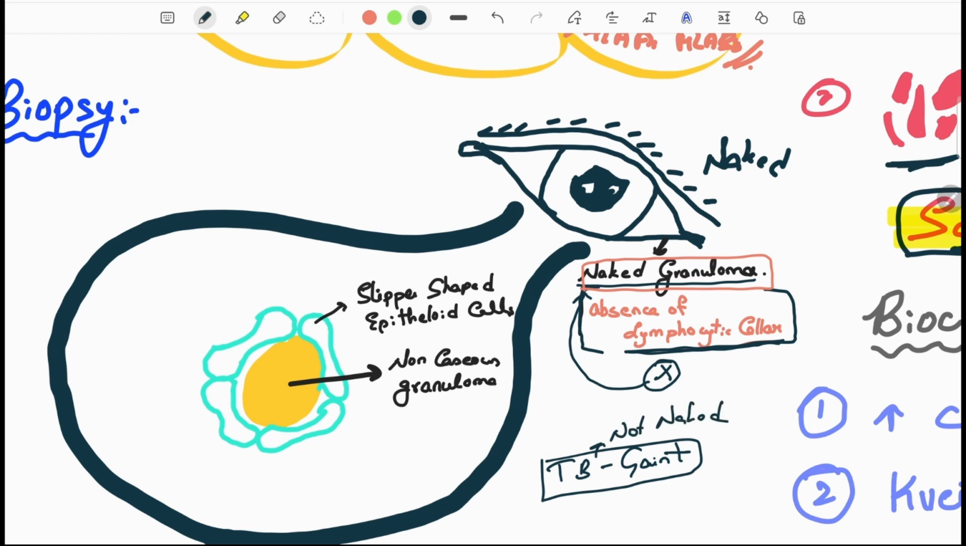Okay, and the second one, let's see what type of granuloma. These are the epithelioid cells which are slipper in shape, and at the center we get the non-caseous granuloma. In TB we get the caseous granuloma or caseous necrosis. In sarcoidosis you can observe the non-caseous granuloma. Okay, the points that you should remember are: it is naked, due to absence of lymphocytic collar, and it contains slipper shaped epithelioid cells and the non-caseous granuloma.